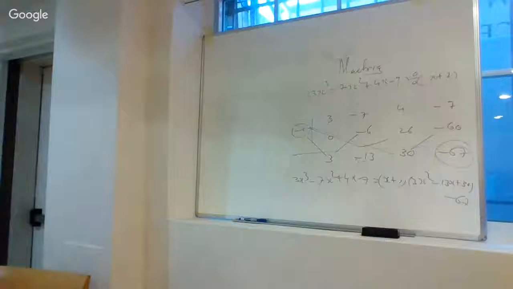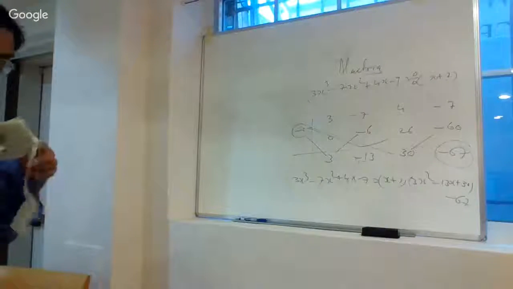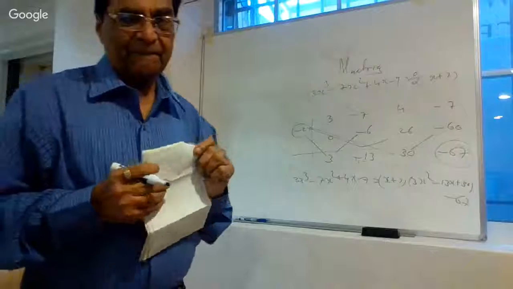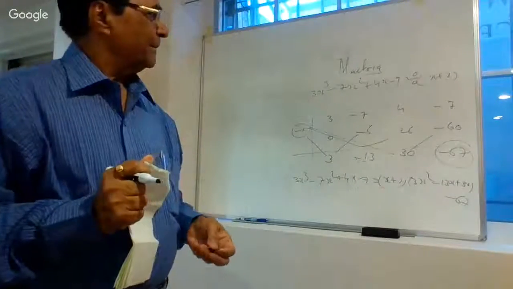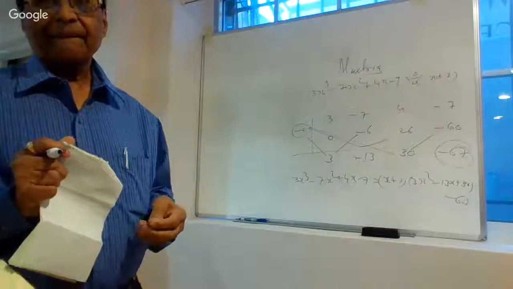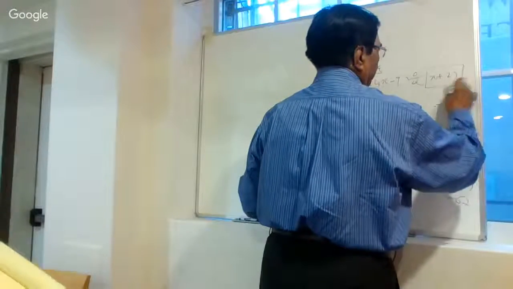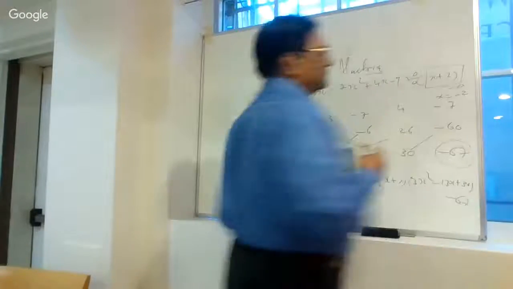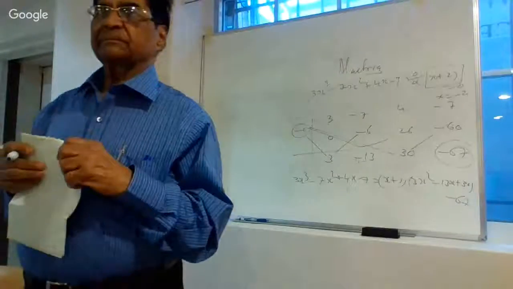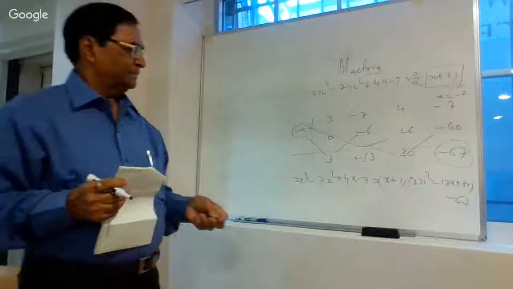You understood, Neville? Yeah, I was just wondering, why do you change the sign of the divisor? It's the root of the divisor. Here, x plus 2 equal to 0. If you put x plus 2 equal to 0, that will give you x equal to minus 2.